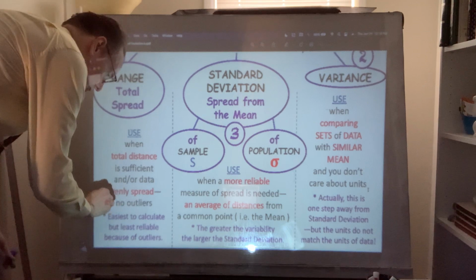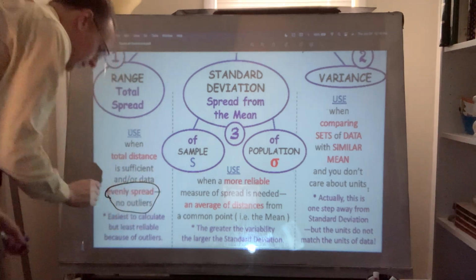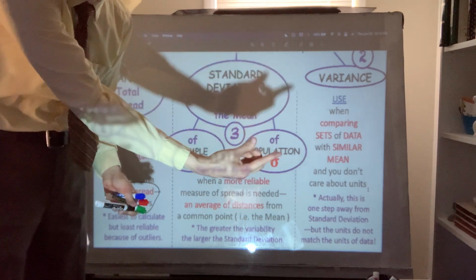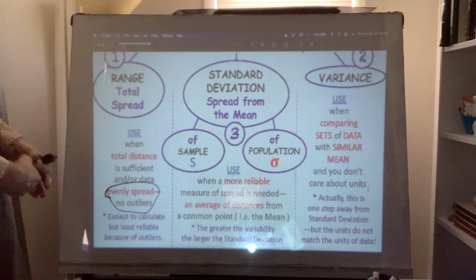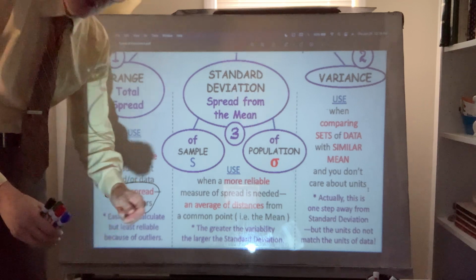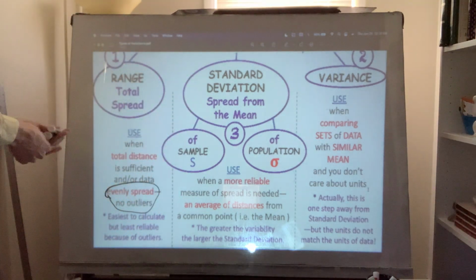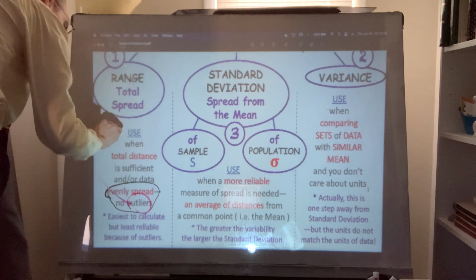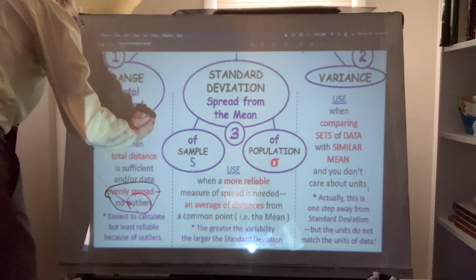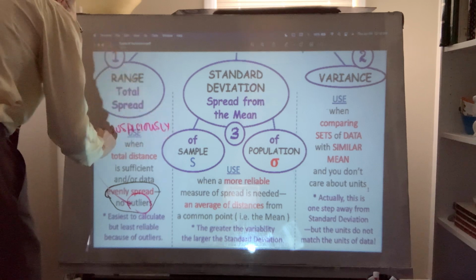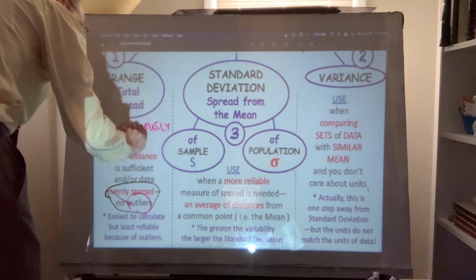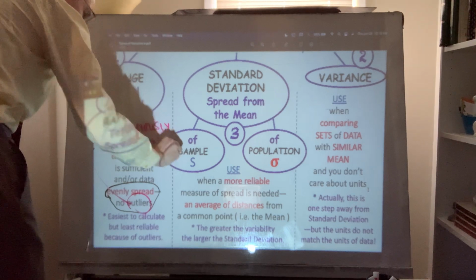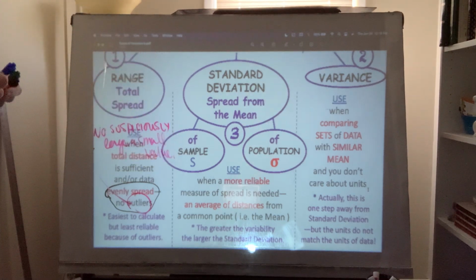That is, from one point to another, there's basically almost the same distance apart. There's no outliers, that is, there's no suspiciously large or small data value in the set. It's not skewed in any way, the spread.